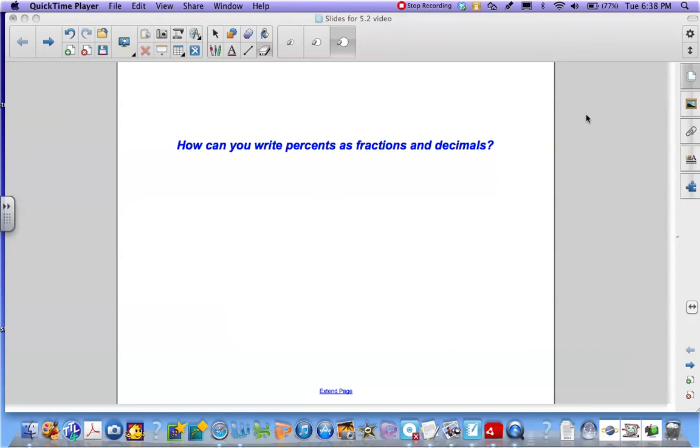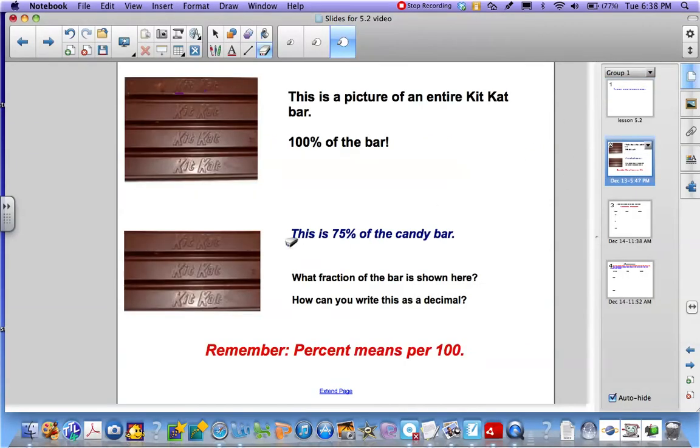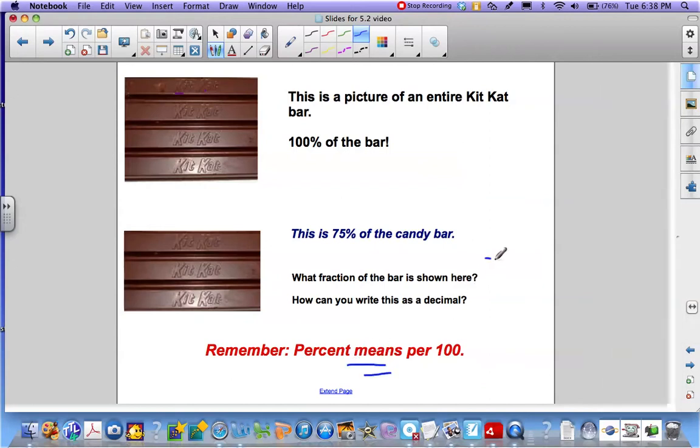Okay, how can you write percents as fractions and decimals? In this picture, you can see a Kit Kat bar, and there's 75% of the Kit Kat bar. Percent means per 100, so we're going to write it as a fraction, 75 hundredths. And to write that as a decimal, you can think of the word name, 75 hundredths. You have to go to the hundredths place, and you have 75 of them.